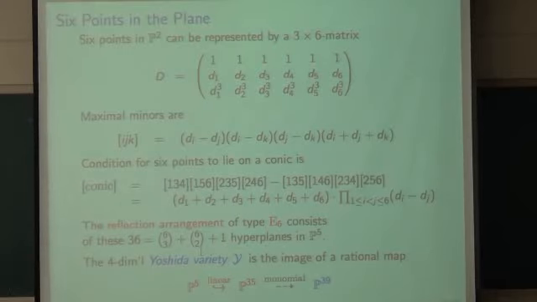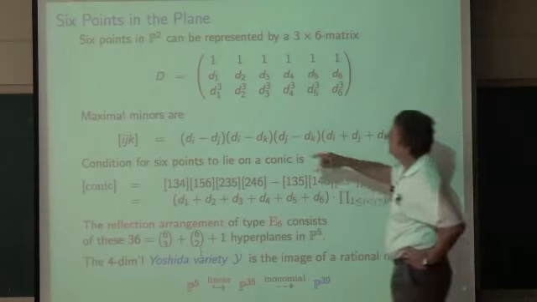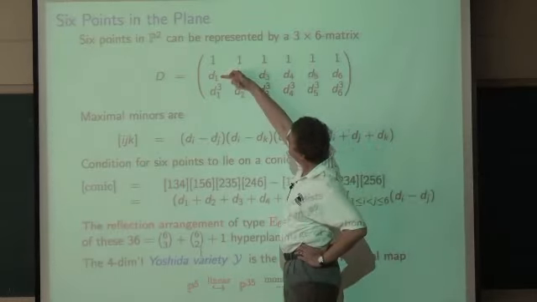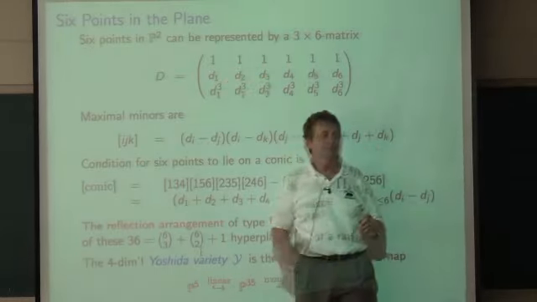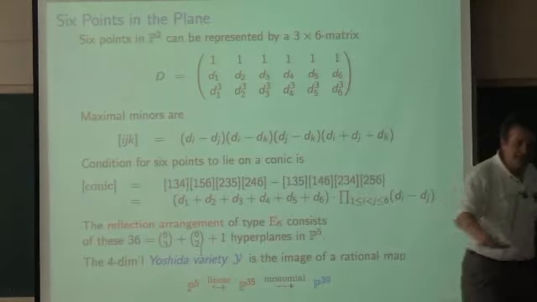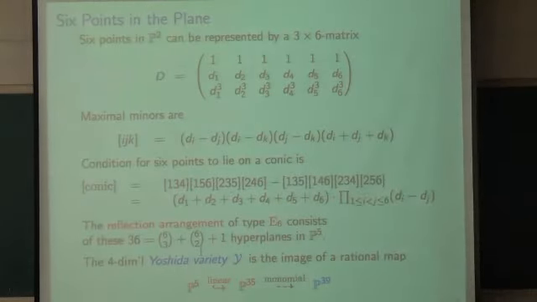I claim that I can always choose my 3×6 matrix like this: 1, d_i, d_i cubed. So the space of 6 points in the plane, let's agree, is a 4-dimensional variety. The first 4 points form a projective basis, and then there are the 5th and 6th points. So you have 4 degrees of freedom in picking 6 points in the plane.